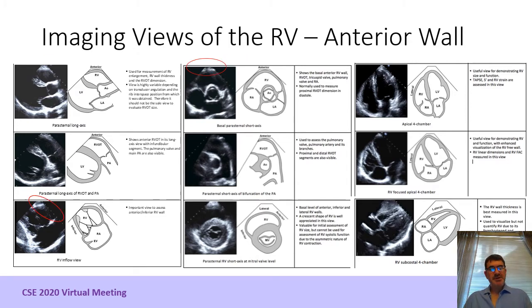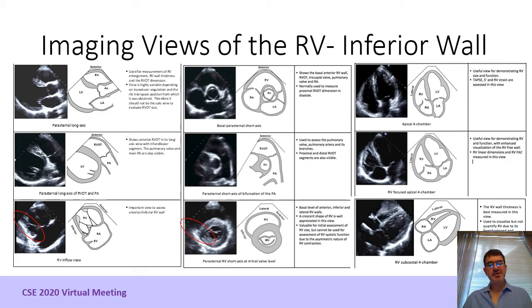The anterior wall, as can be seen in this slide, is best seen in the two parasternal views. The RV inflow view is obtained by tilting the probe caudally towards the hip. This is usually thought of as a view to see the tricuspid valve, but it's also very useful to see the anterior wall of the right ventricle. The parasternal short axis also shows the anterior wall.